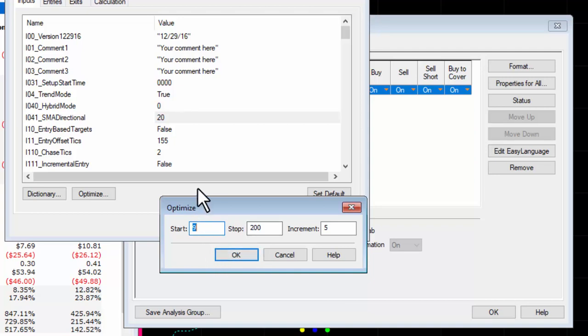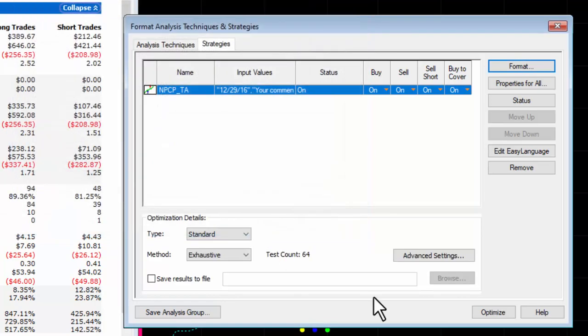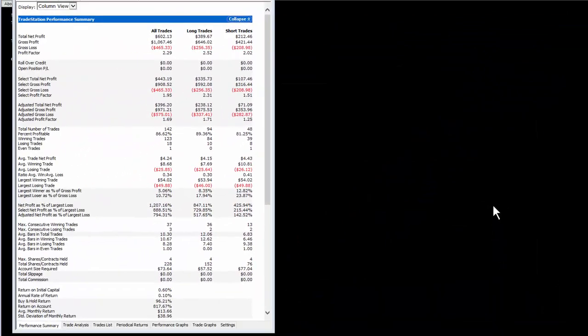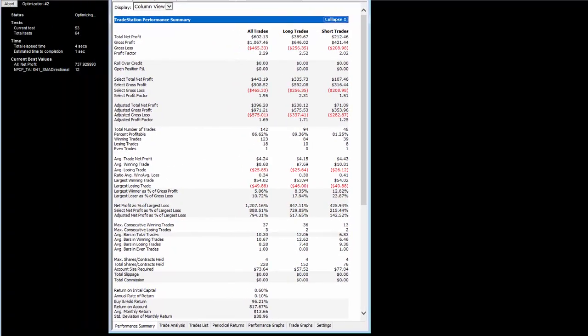So let's take a look at it between 9 and 200. And we're going to look at it in increments of 3. We could look at it in increments of 5 or 1 or whatever. 3, I think, is pretty good. We don't want to try to get too precise. We're only looking for a basic idea. All right, so this won't take very long. We just hit OK. It's 64 tests. We're going to run this test, and in a few seconds, it's going to spit out the information.